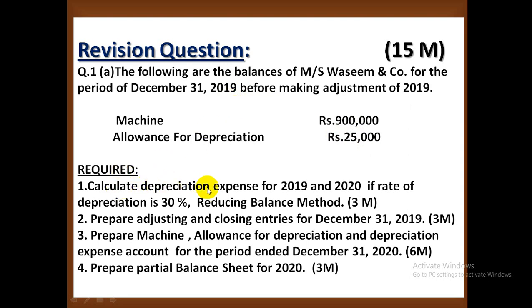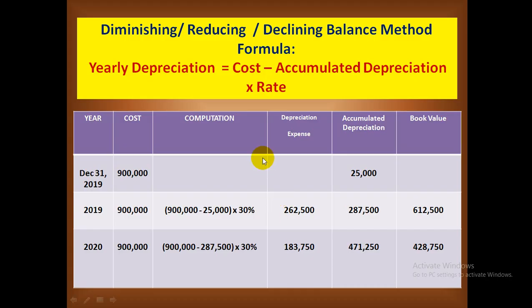The requirement is to calculate depreciation expense for the year 2019 and 2020 with the rate of 30% using the reducing balance method. Adjusting and closing entries for 2019 are also required. Machine, allowance for depreciation and depreciation expense accounts are also to be prepared till December 31, 2020. A partial balance sheet is to be prepared for the year 2020. Have a look at the calculation for these 2 years.